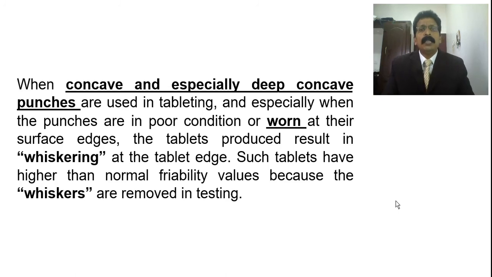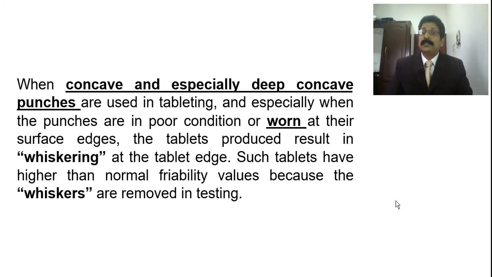When concave, and especially deep concave. Concave means, you may know, concave and convex. Why do concave and convex come into play in this compression machine or in the tablet? The tablets we have seen in the video are straight tablets. At the same time, there are concave and convex types of tablets. So if you need concave tablets, what will be the structure of the punches?